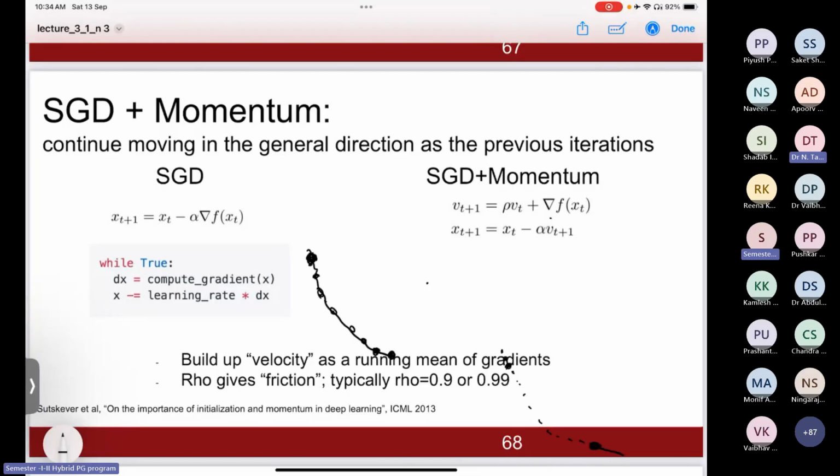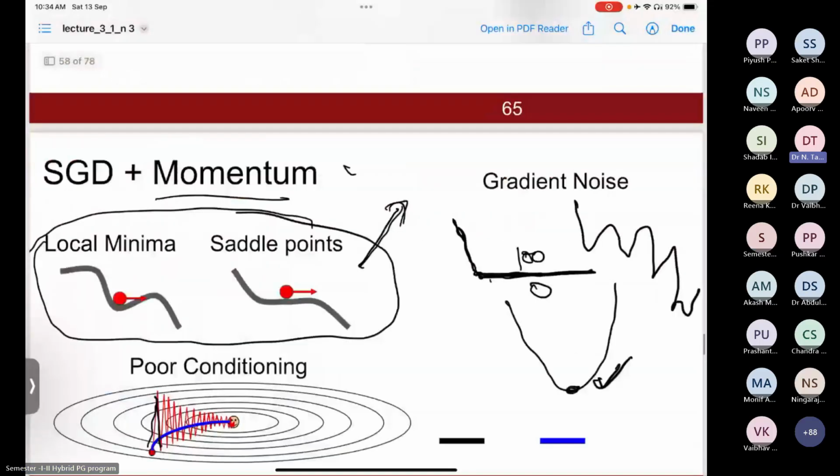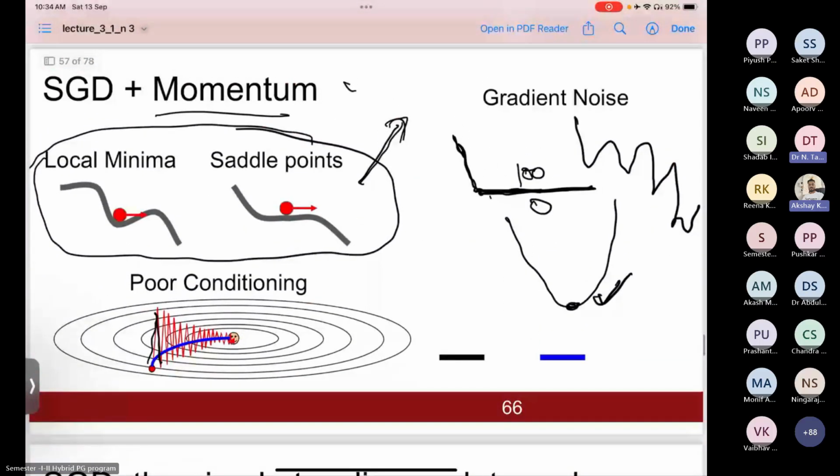But we have seen 3 problems. Just to recall all the problems. One was the saddle point and local minima. And then the second problem was your batch, removing noise, trying to find the best direction of slope. Then the poor conditioning. So poor conditioning, then local minima and saddle point, then gradient noise.